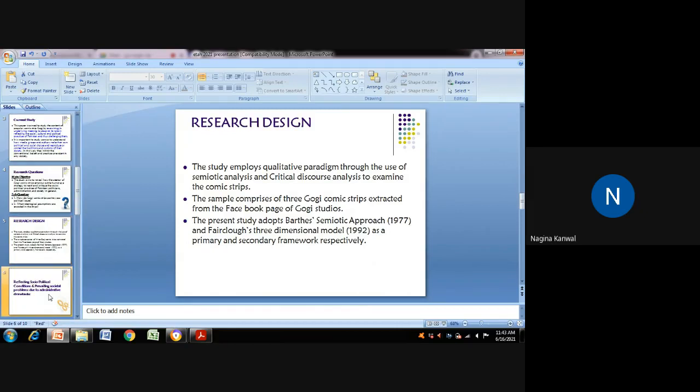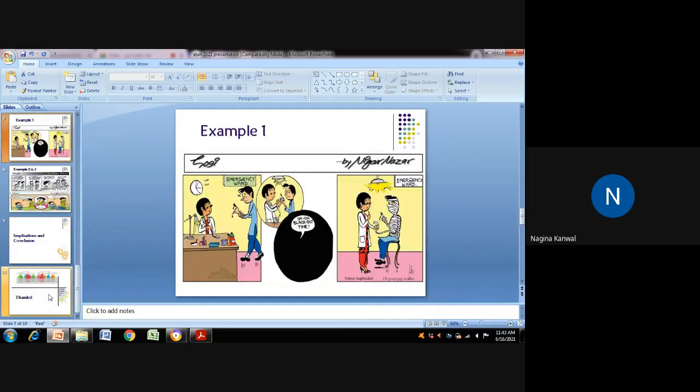Here I would come straight to the analysis part, and I'm just showing you the first example, the first image. If we have a look at this image, we would see that this comic strip is about the administration of Pakistan in general, WAPDA and the medical department in particular, which are criticized. The topic dealt with is lack of administration, and the theme is the state of affairs in medical departments.